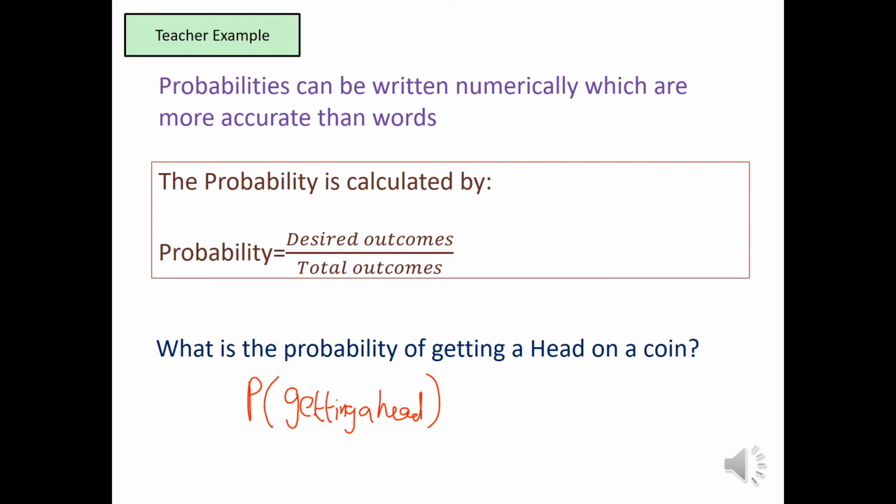Okay, so the probability of getting a head is equal to the desired outcomes divided by the total outcomes. So what are our total outcomes? Our total outcomes are two options. We can either get heads or we can get tails. So we have two results, more like it, I should say. The outcome that we are looking for is a head. How many heads can we get on a head or tail coin? That is 1. We can only get one head. So our probability of getting a head is a half.